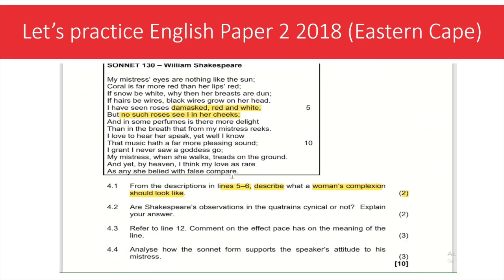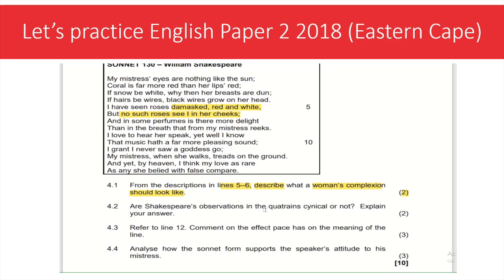Let's look at 4.2. Are Shakespeare's observations in the quatrains cynical or not? Explain your answer. Now, what are they asking for? They're asking if Shakespeare's observations in the quatrains are cynical or not. Then you need to explain your answer for 2 marks. So what do they want from you? This is going to be quite tricky because you obviously need to know your terminology of what a quatrain is. That is 4 lines, basically like a little stanza with a specific rhyme scheme. And then you need to understand what the word cynical means. It means critical of someone.